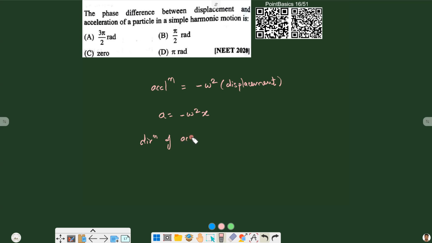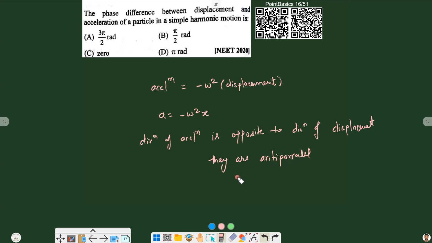So the direction of acceleration is opposite to the direction of displacement. So we can say they are anti-parallel. And if they are anti-parallel, then they have a phase difference of pi radian or 180 degree. Hence, the right answer is option D. Moving to the next question.